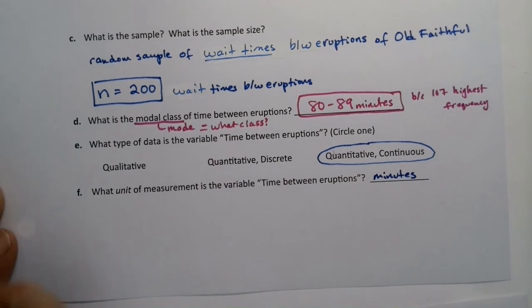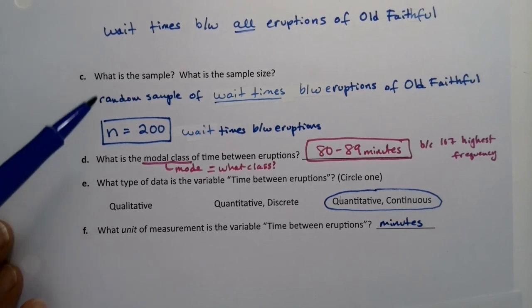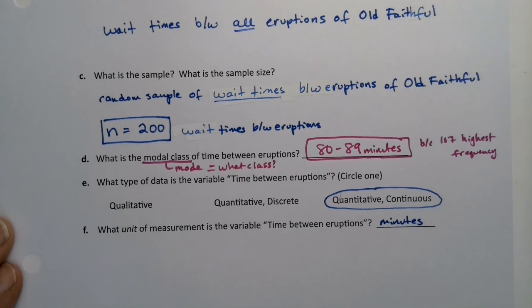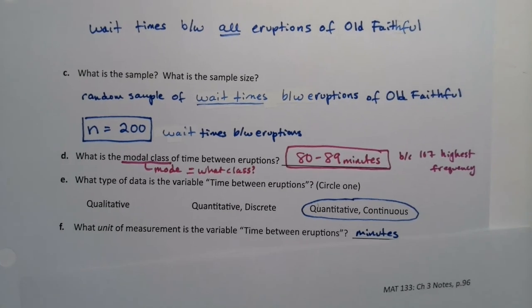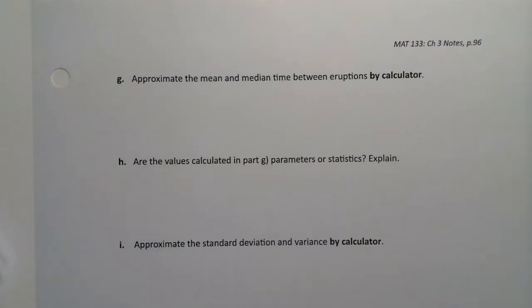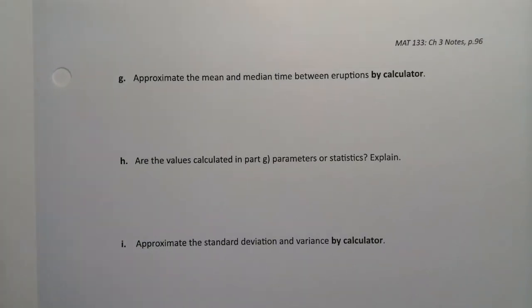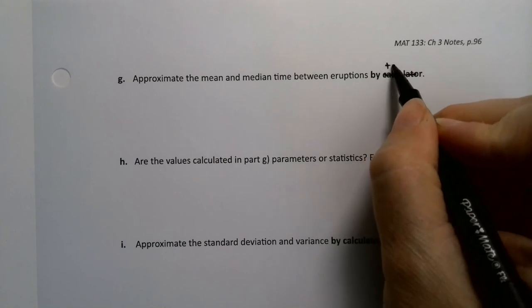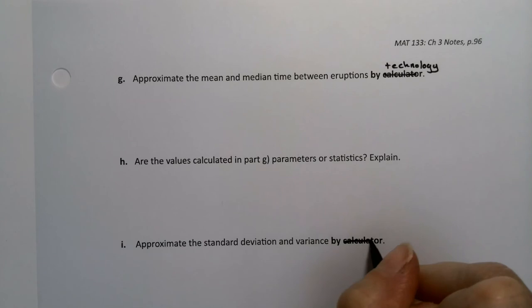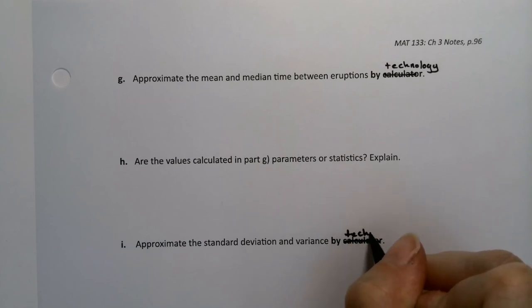All right, now we've done some preamble. This is all kind of chapter 1 and chapter 2 stuff that we were supposed to know. But now let's finally get to some chapter 3. Let's find the mean and the median. And I say by calculator, but what I really mean, that's kind of a typo, I really mean by technology. So I'm going to change that because you do not have to use a calculator per se. You can use StatCrunch. So I'm going to say technology down here as well.